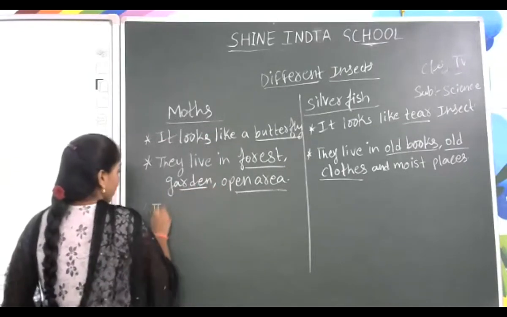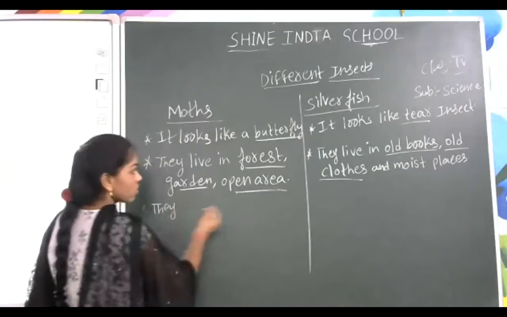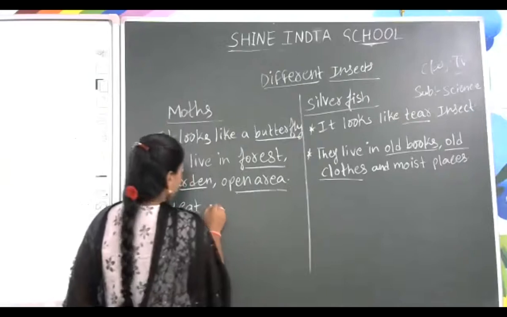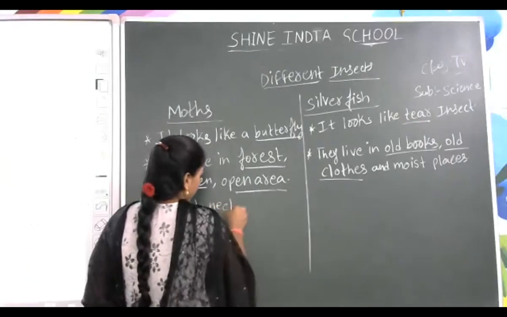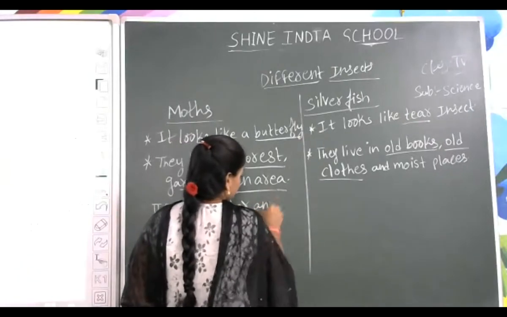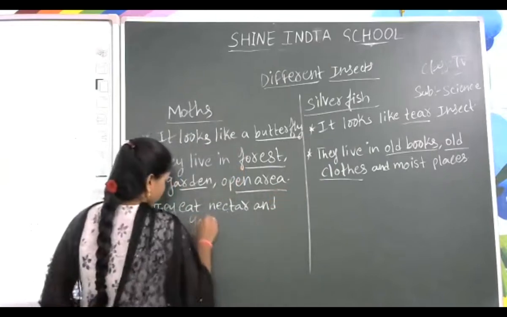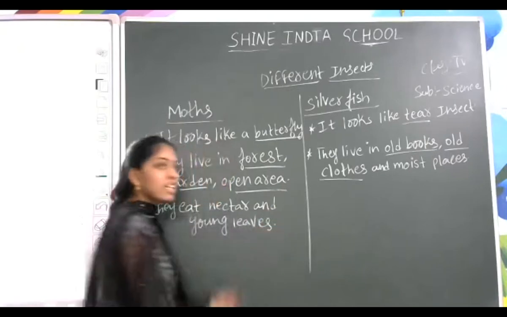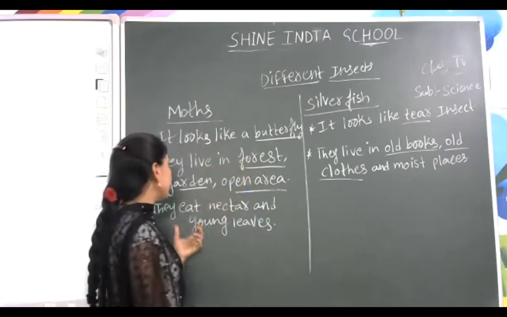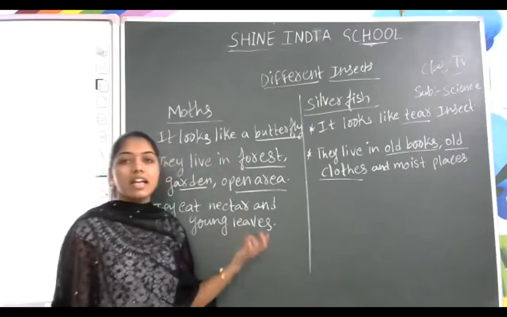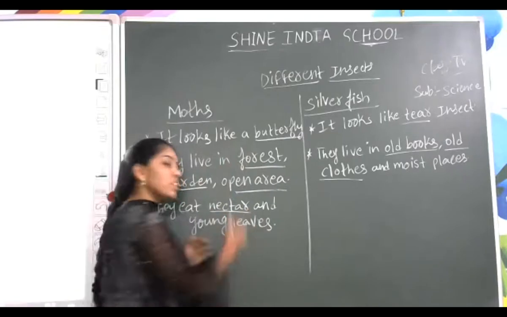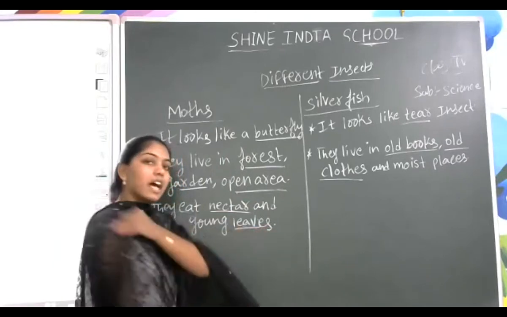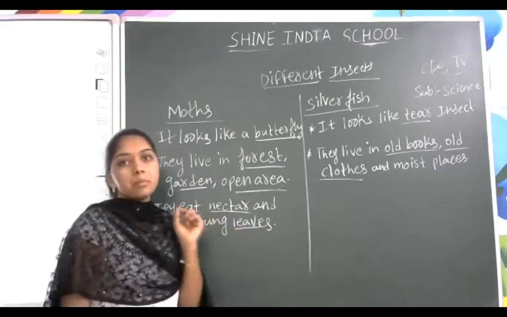They live there, so what do they eat? Moths eat nectar as well as any leaves. What are they going to eat? Most of the moths will eat the nectar as well as the egg leaves. Nectar means they suck the nectar from the flowers. And next one, egg leaves. They eat them with the help of their mouthparts.